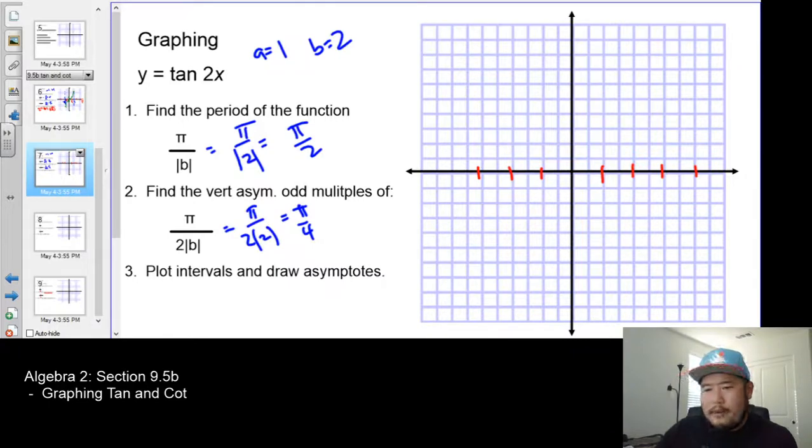So what that puts us here is, remember, vertical asymptotes are odd multiples. So if I take pi over 4 and multiply that by 1, then that tells me my first vertical asymptote is pi over 4. So I'll skip the first quarter. We go right here, and then we got ourselves pi over 4. We'll go the other direction to the left. Remember, taking pi over 4 and multiplying it by -1 will get us negative pi over 4.